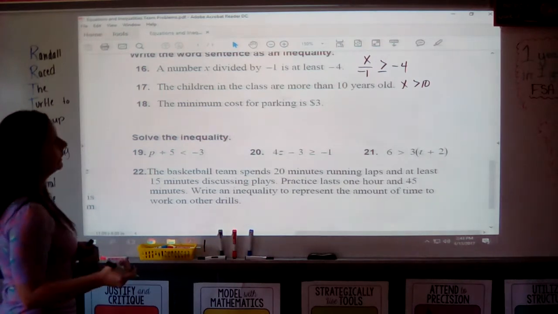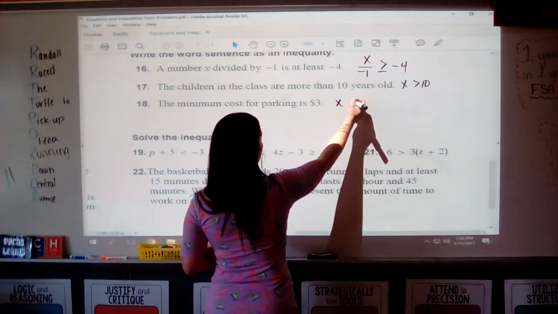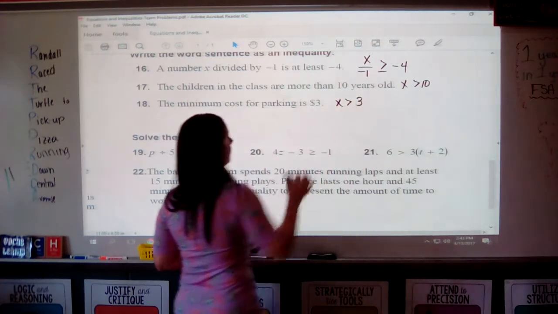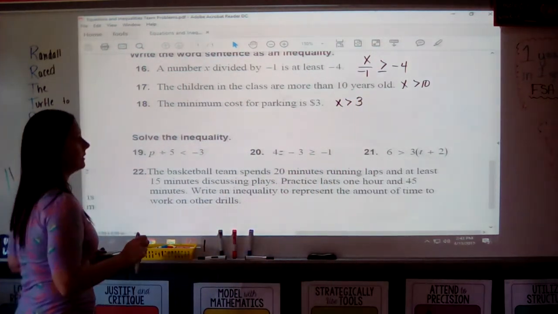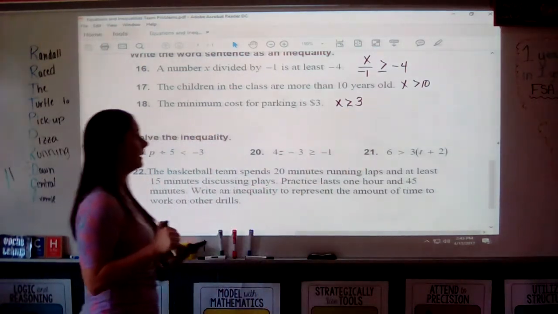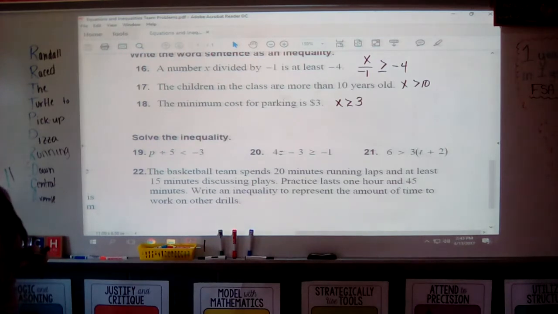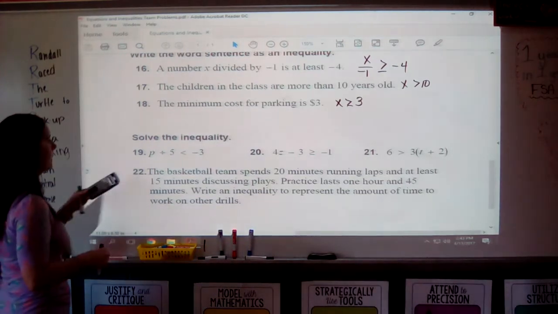The minimum cost for parking is $3, so x is going to have to be greater than or equal to $3. If the minimum cost is 3, that means that it's not going to go any lower than 3, but it could go higher than 3.